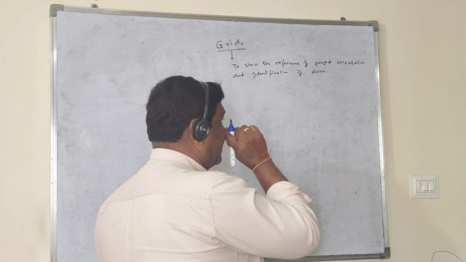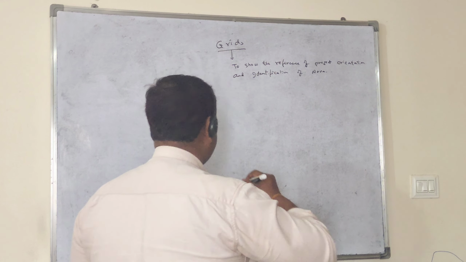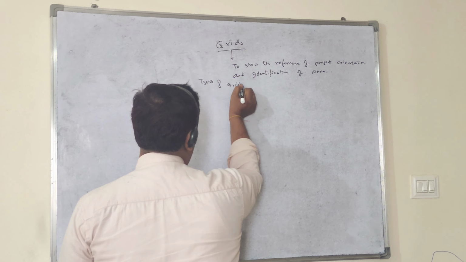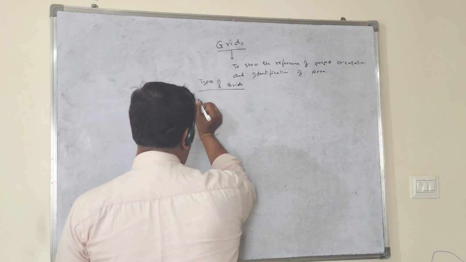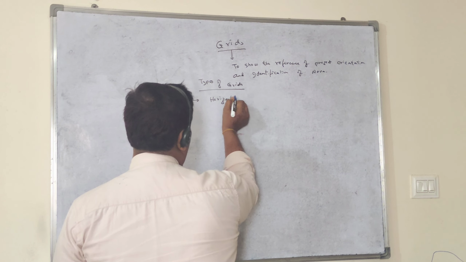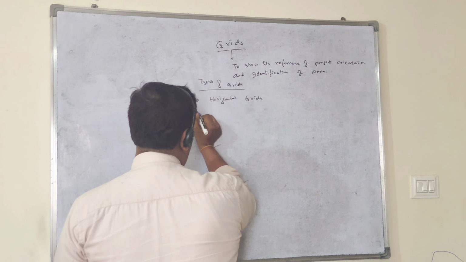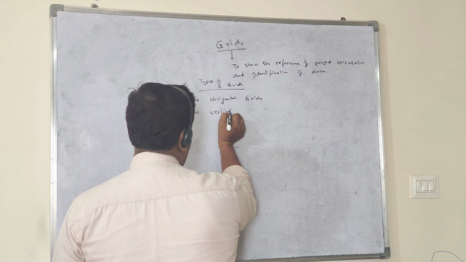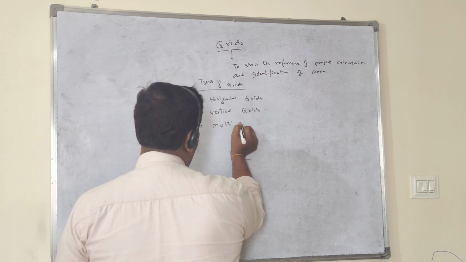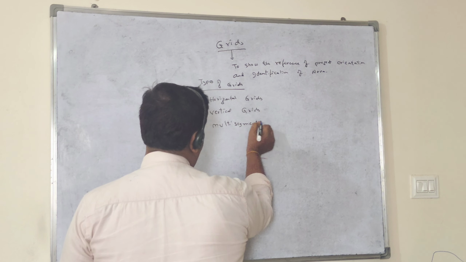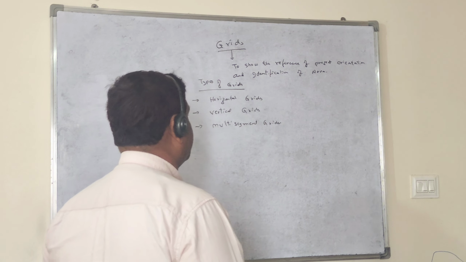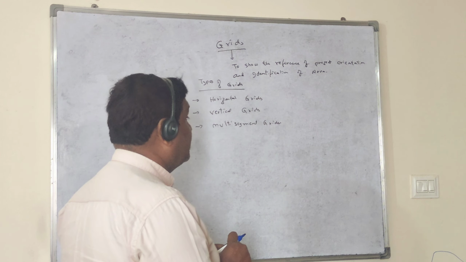So now here we also have to work on grids. In grids also there are types of grids. There are three types of grid. One is horizontal grids. The next one is vertical grids. And the third one is multi-segment grids. So there are three types of grids we are going to utilize in a project. So what is a horizontal grid, what is a vertical grid, and what is a multi-segment grid?